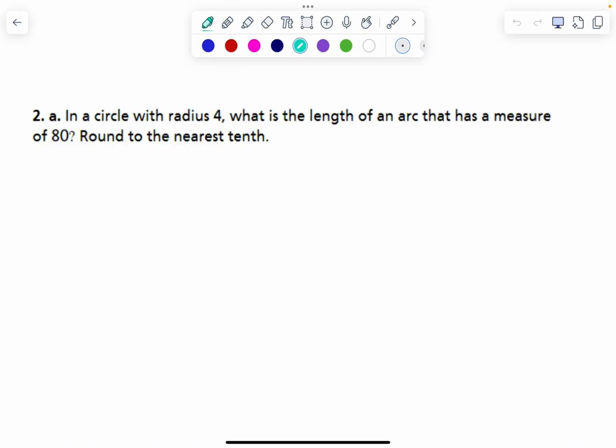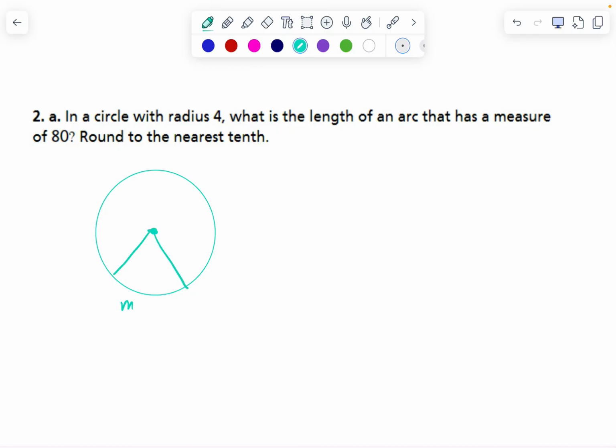So in a circle with radius 4, what is the length of an arc that has a measure of 80? Now, it didn't put degrees on there, but that's what it means, right? Down to the nearest tenth. Okay, maybe draw your circle. And it says that our arc measure equals 80. And it wants to know the length of that arc. How do we do it?